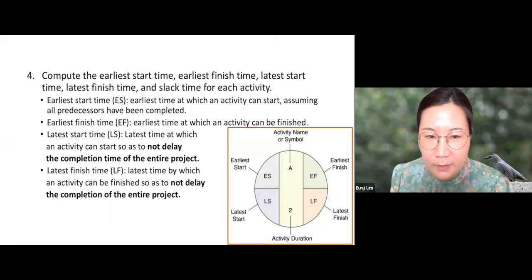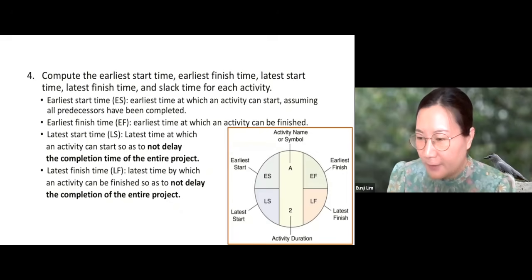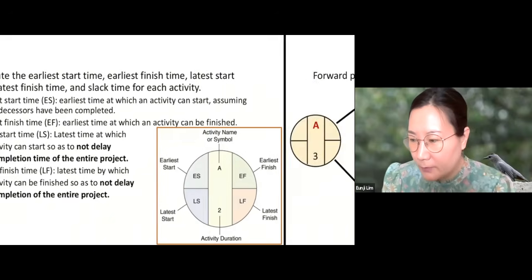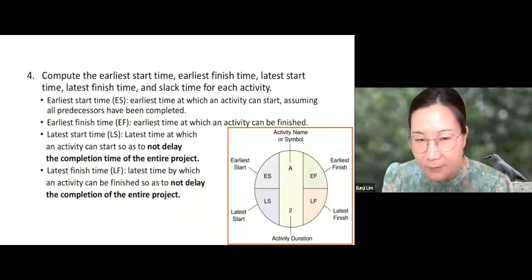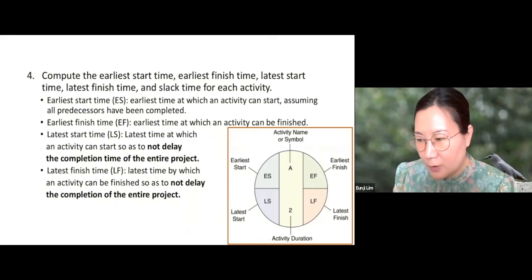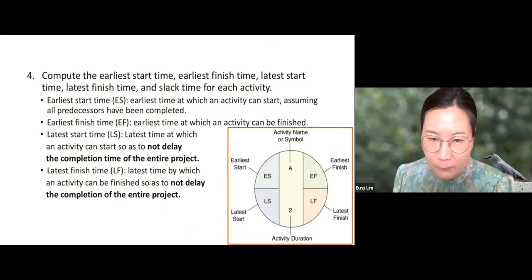Hello everyone. Today we're going to cover Chapter 3, Part C. Last time we looked at the following example. We had 7 activities, and this is the activity on node network. And today we're going to answer the following questions. Compute the earliest start time, earliest finish time, latest start time, latest finish time, and slack time for each activity.